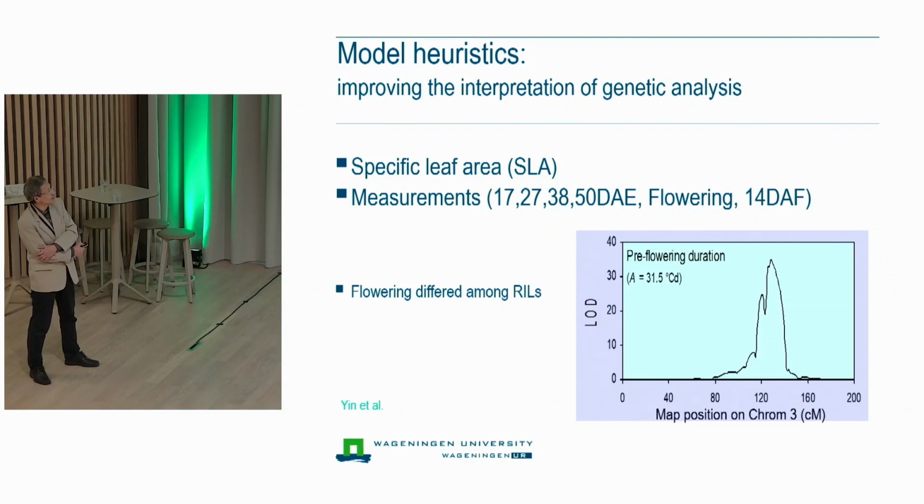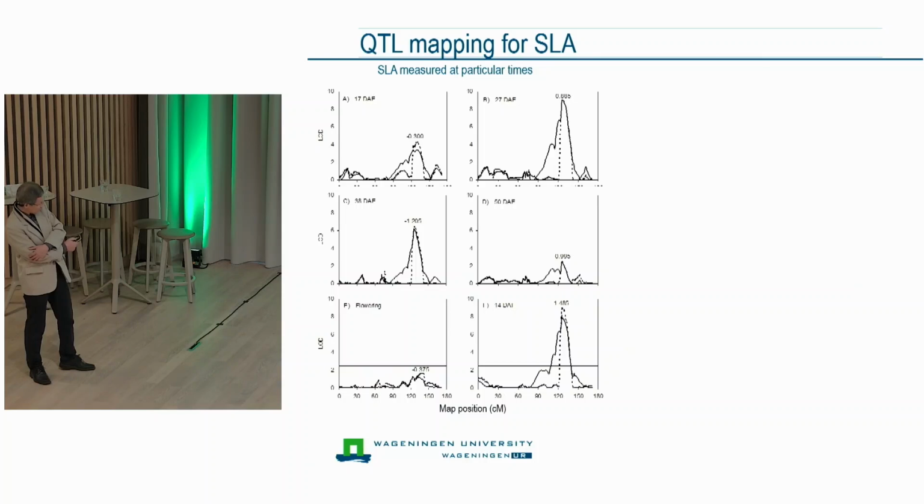SLA was measured 6 times during the growing season in this population. And we know that the flowering time differs among individuals in this population, as indicated by a major QTL at this position on chromosome 3. And when SLA measured at particular times was subjected to QTL analysis, the QTL profile peaks at different measurement times, except at flowering, indicating probably the existence of the QTL for SLA.